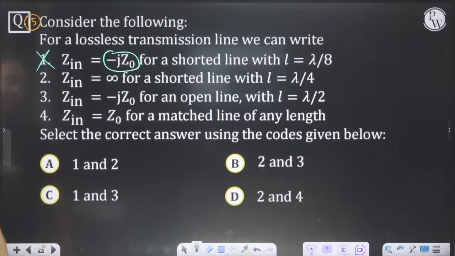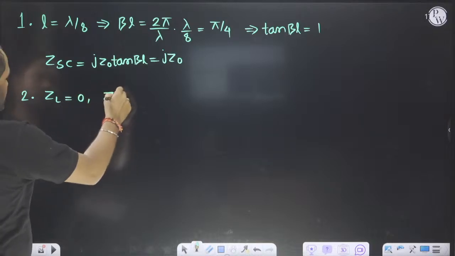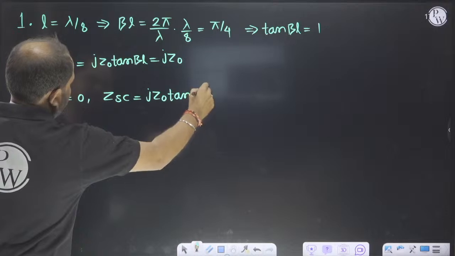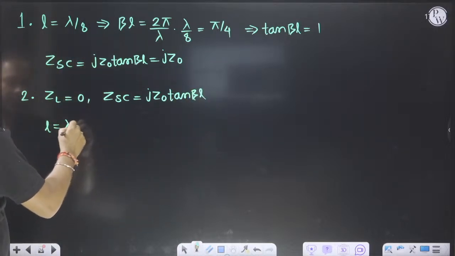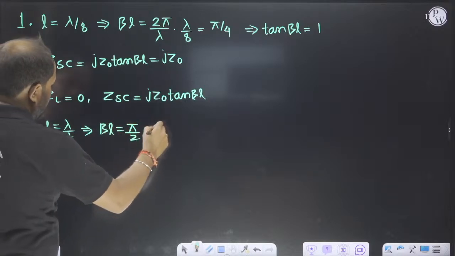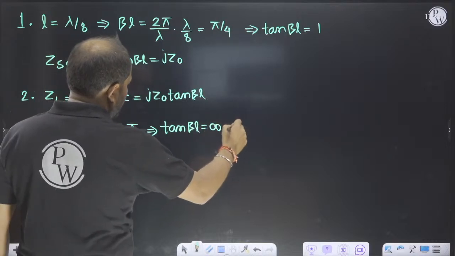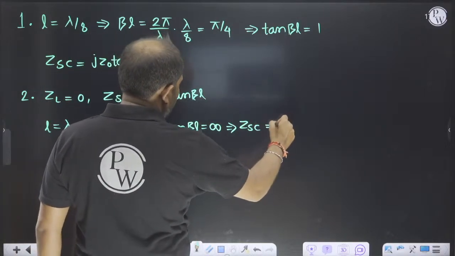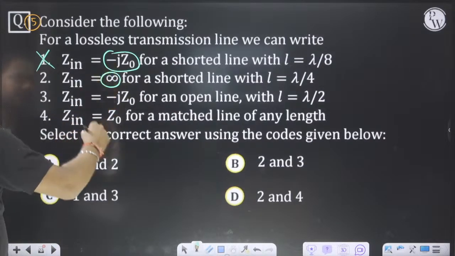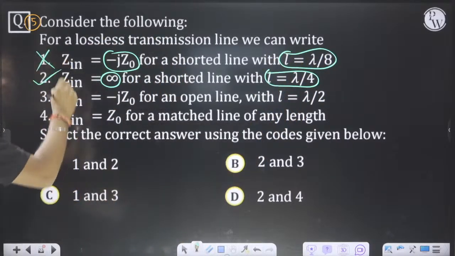Then for the short circuit, ZL is given 0. So ZSC is equal to jZ0 tan beta L. Length is given, how much? Length is lambda by 4. So beta L will be equal to pi by 2. So tan beta L is equal to infinite. So ZSC is equal to infinite for length lambda by 4. So the second option is correct.